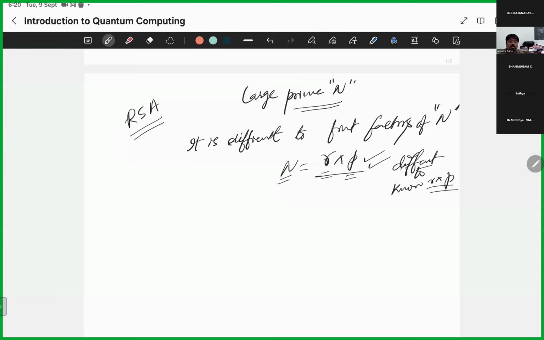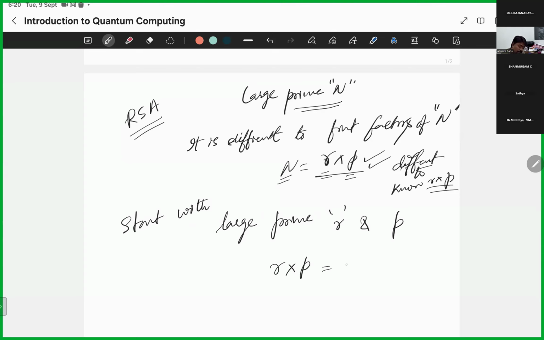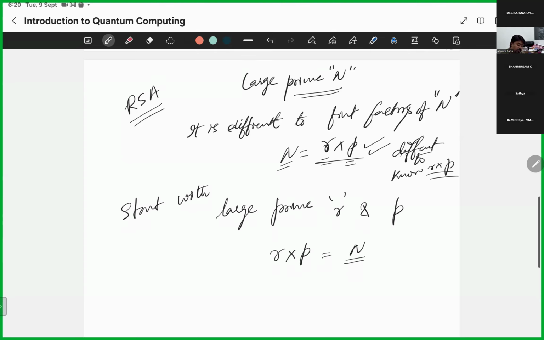For that, what they did is they start with two large prime numbers, r and p, and they multiply them and get n. Okay, this n can go in public. n could be used in public.